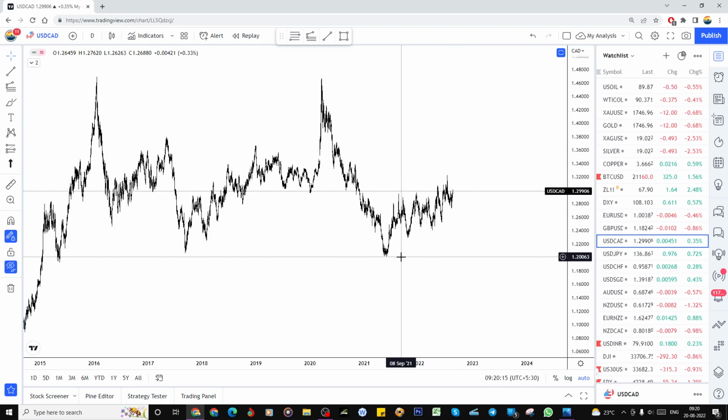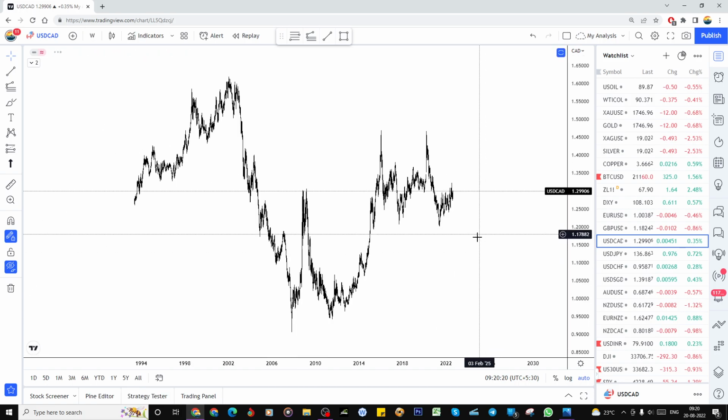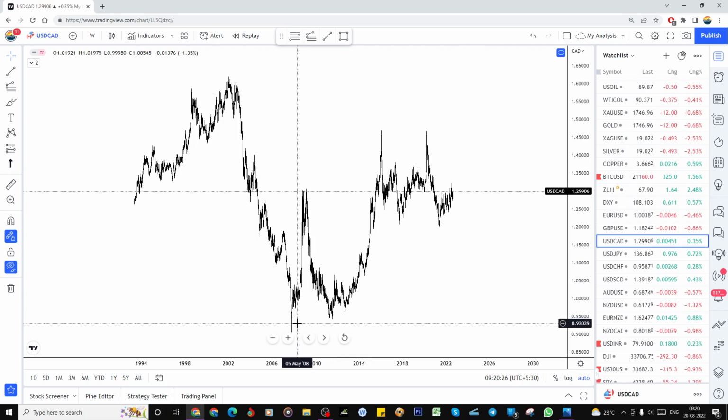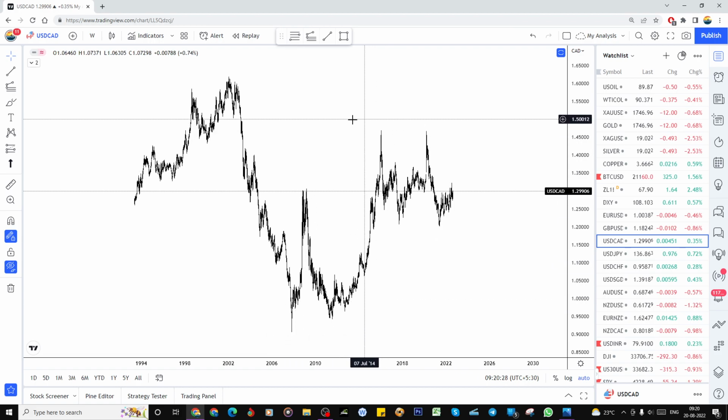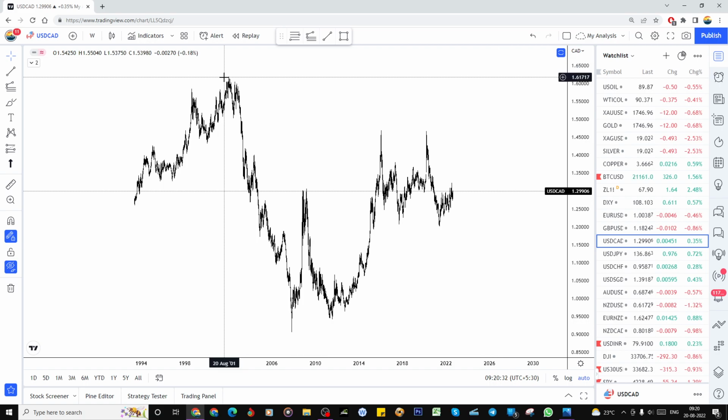After this only, whether it is going to break this one, or it is going to be a WXY correction. W, this is a 1X, and Y means it could reach up to 1.05 also. But this is the one A, B, C. So this is the one A, this is the one B, means beyond that C wave to break above this 1.62. So there is a chance.